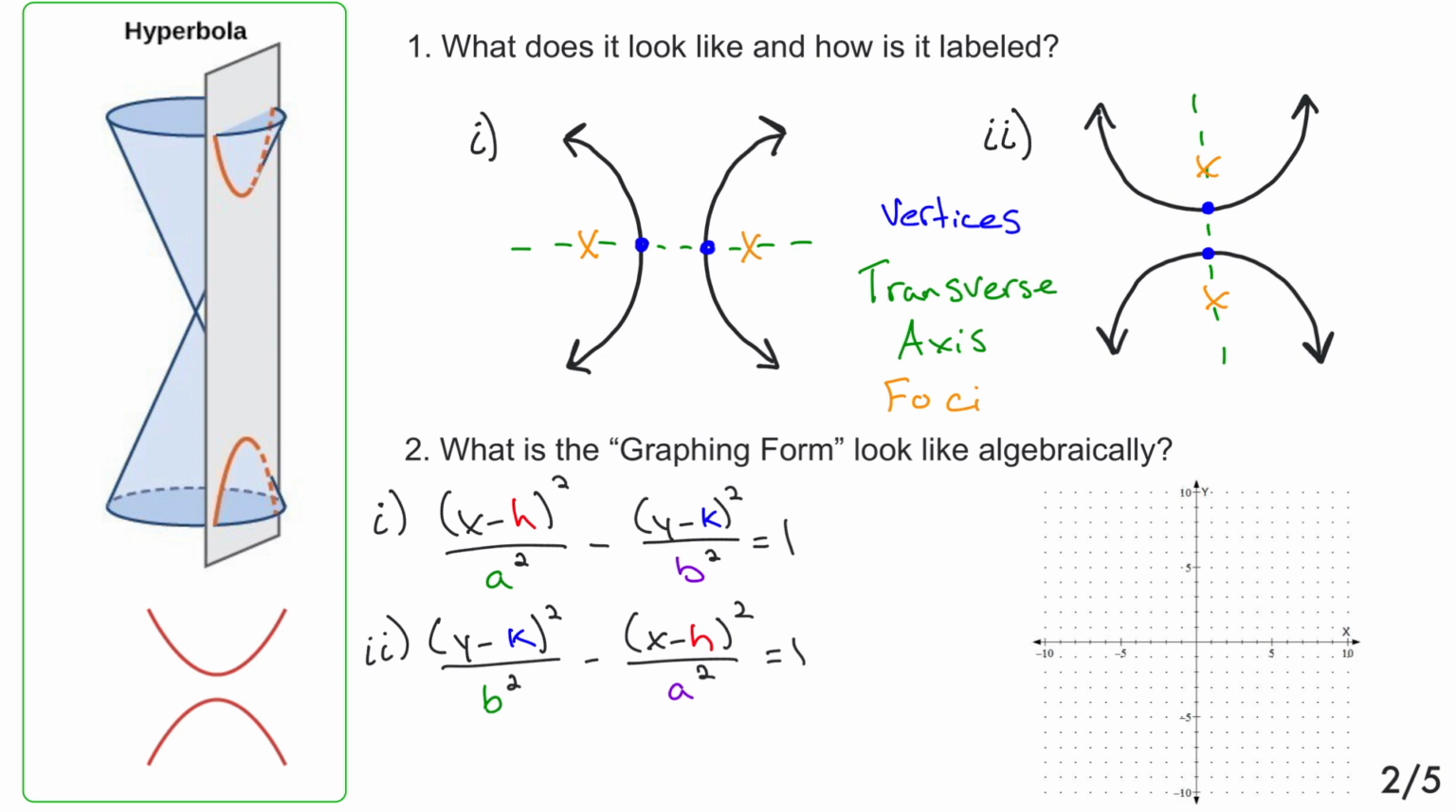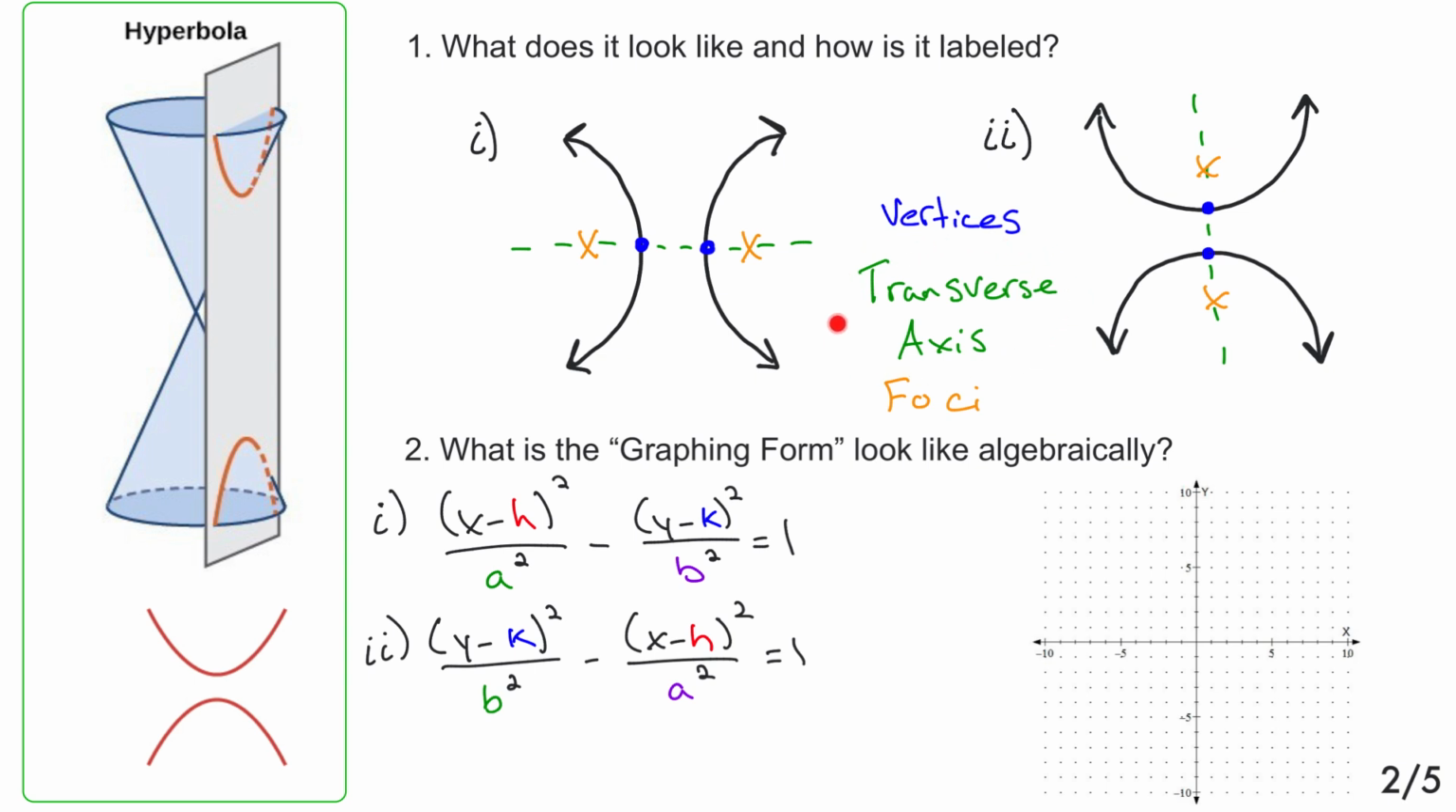So again, do note the specific colors that I'm referencing. h represents the number next to the x. It is how we're going to be translating left and right. k is the number next to the y. That's how we're going to be translating up and down. You can think about a as the stretch and compression factor horizontally, because it's the number underneath the x value. And b can be thought of as the stretch and compression factor in the vertical direction, because it's underneath the y value.